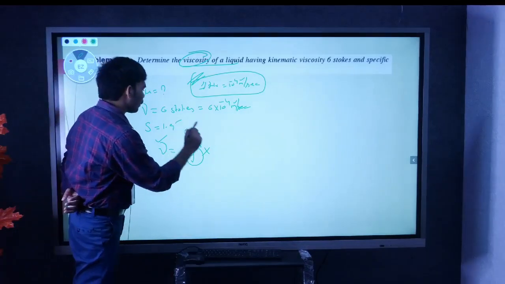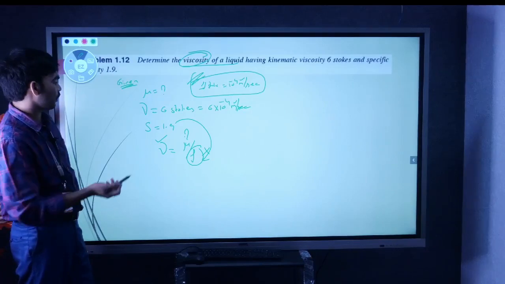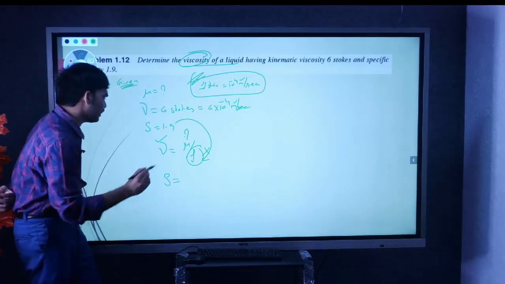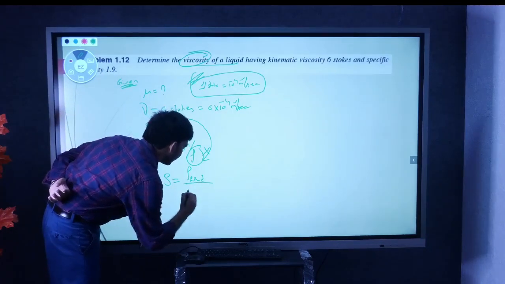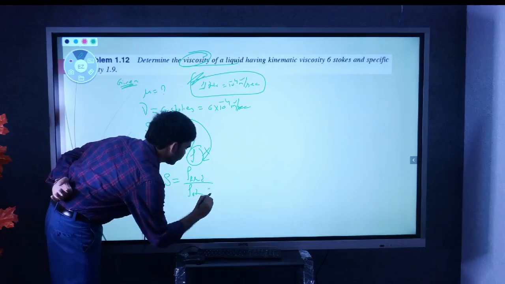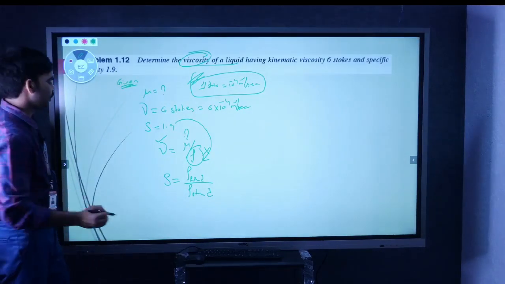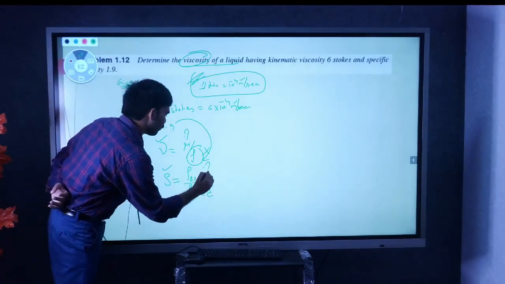Now you need to know the relation between the specific gravity and mass density. What is the formula for specific gravity? Specific gravity is nothing but the density of the fluid by density of the standard fluid. Now specific gravity you know. Density of the fluid you have to find out.